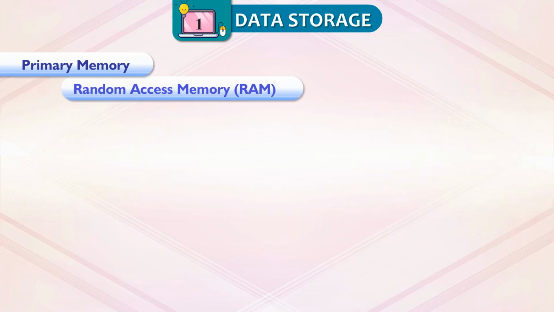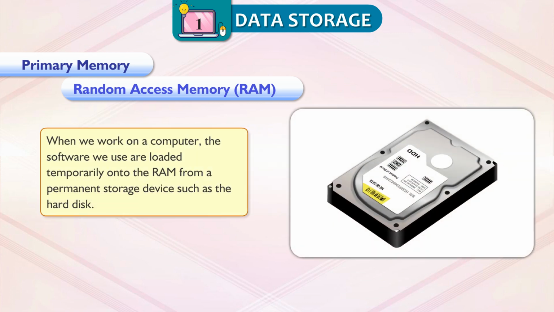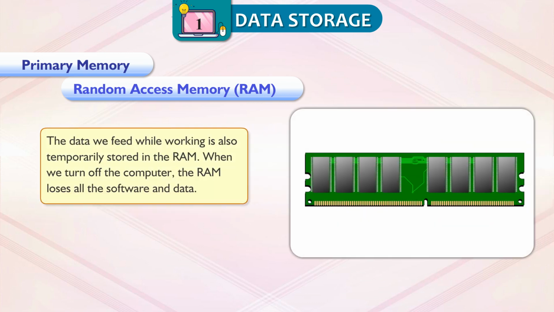Random access memory (RAM). RAM is the working memory of a computer system. It is attached to slots on the motherboard. Refer to figure 1.2. When we work on a computer, the software we use are loaded temporarily onto the RAM from a permanent storage device such as the hard disk. The data we feed while working is also temporarily stored in the RAM. When we turn off the computer, the RAM loses all the software and data.